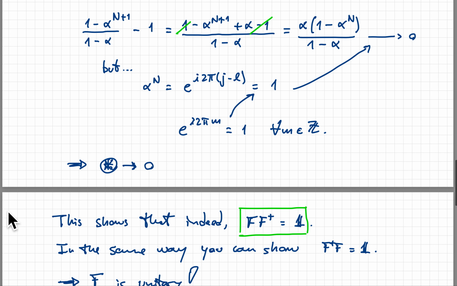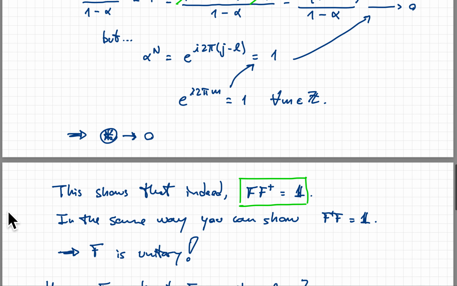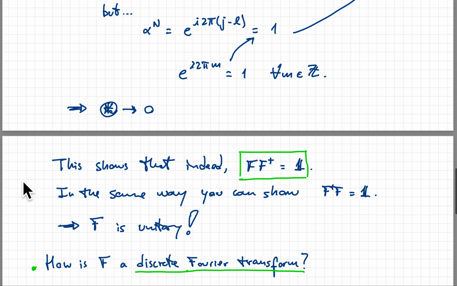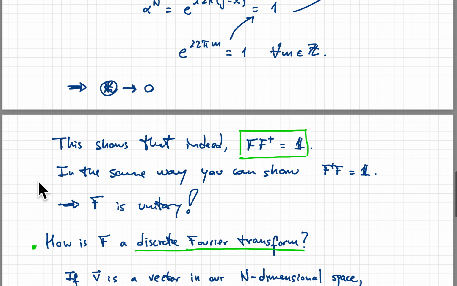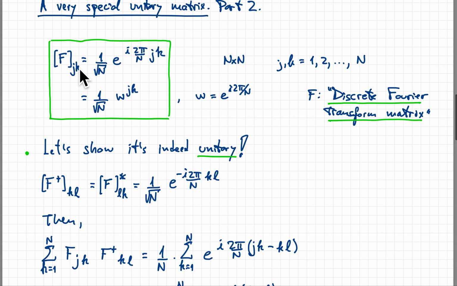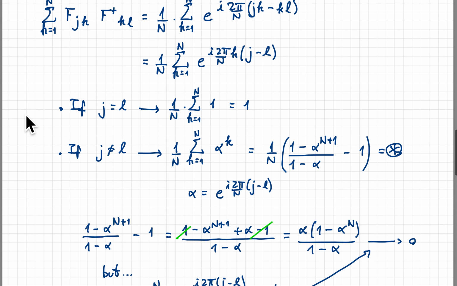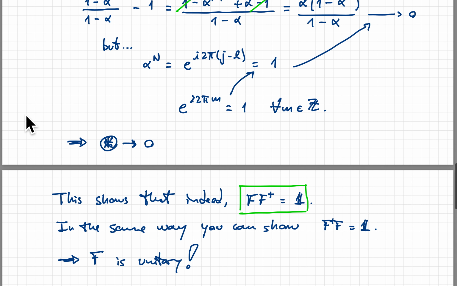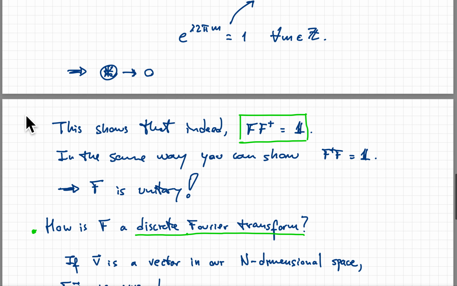It's the identity matrix. And in the same way, by using exactly the same tricks and following the same structure of steps, you can show that F F dagger is 1 as well. And so F is unitary. That is, we have proven then that our matrix F, defined in this way, given the matrix elements shown here, is a unitary matrix. And so our discrete Fourier transform is indeed simply a unitary matrix.